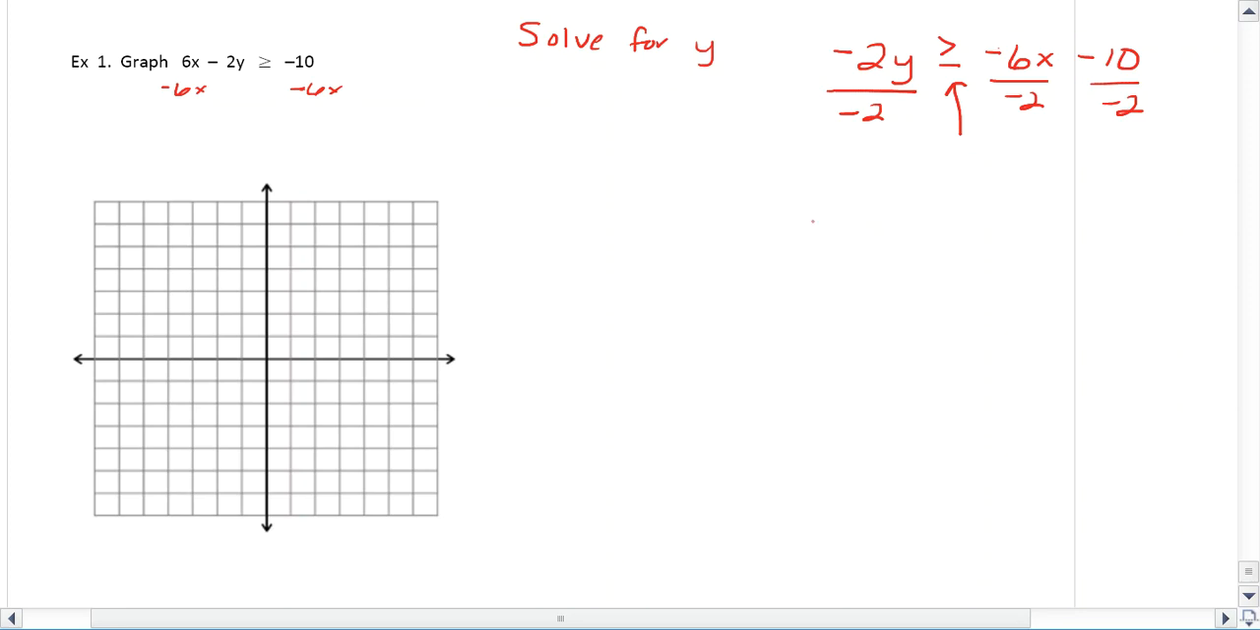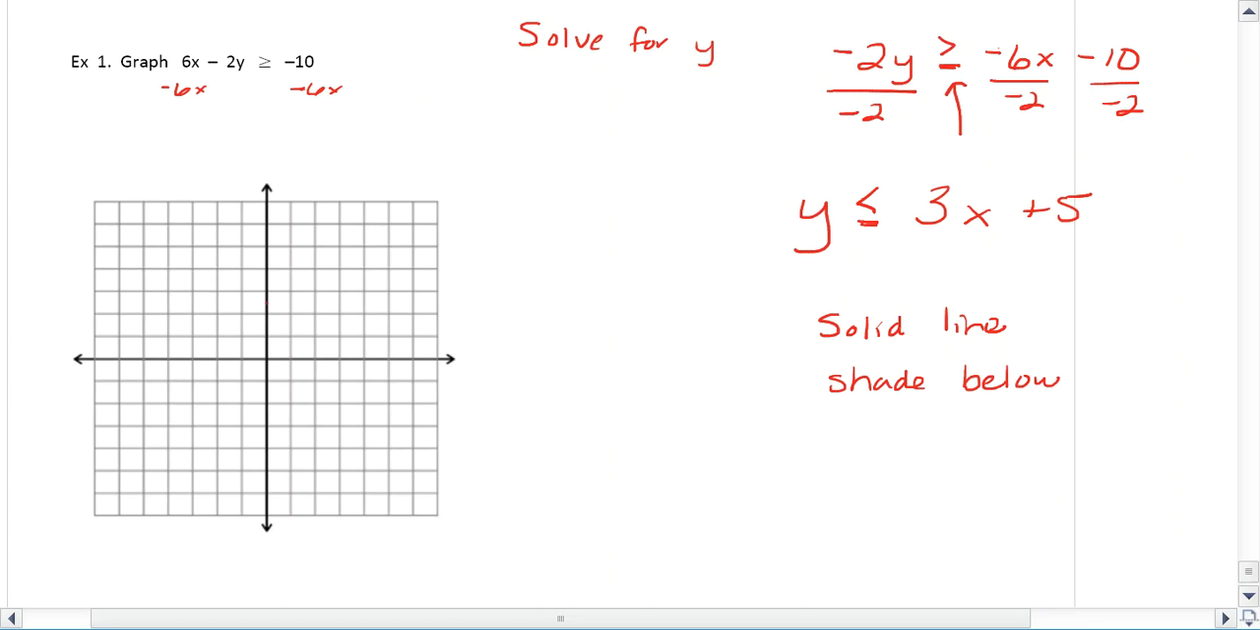So let's rewrite this now. We are solved for y. The inequality flips to less than or equal to. You do keep that equal to part. And now we just do the math here: y is less than or equal to 3x plus 5. So now we have to graph this, and let's just make some notes to ourselves. We're going to have a solid line because of this equal to part. And we are going to shade below the line because y is less than this line.